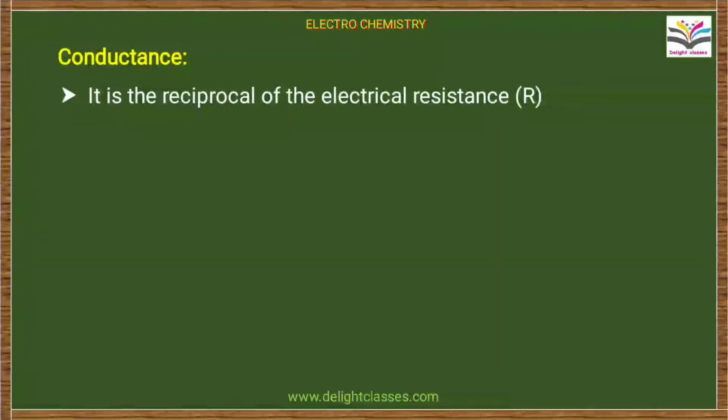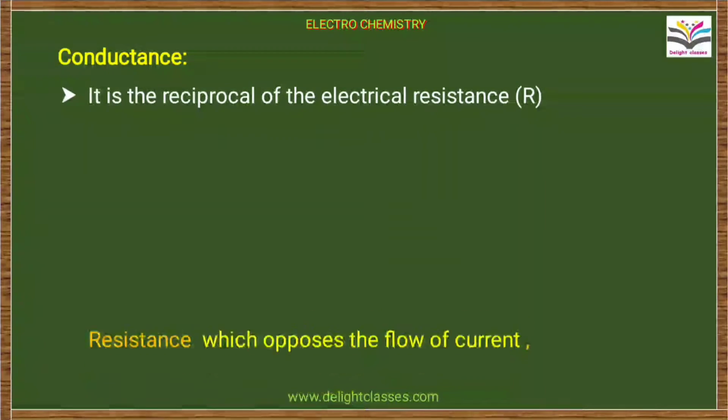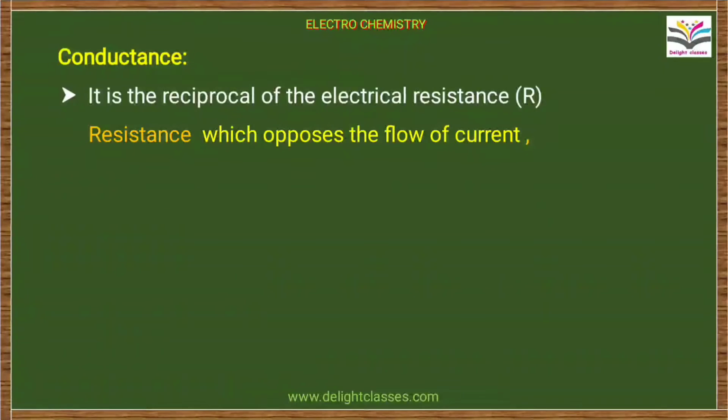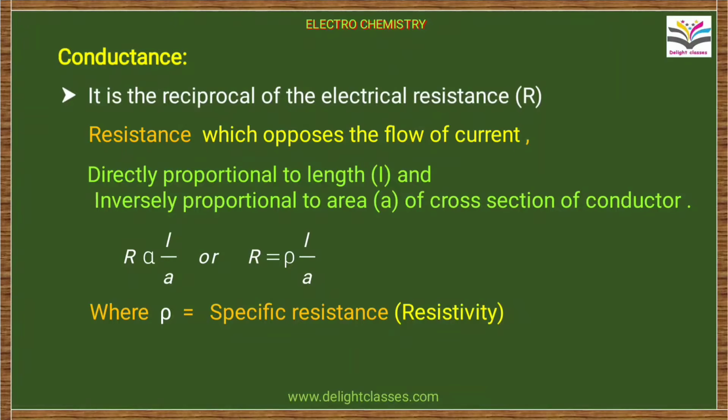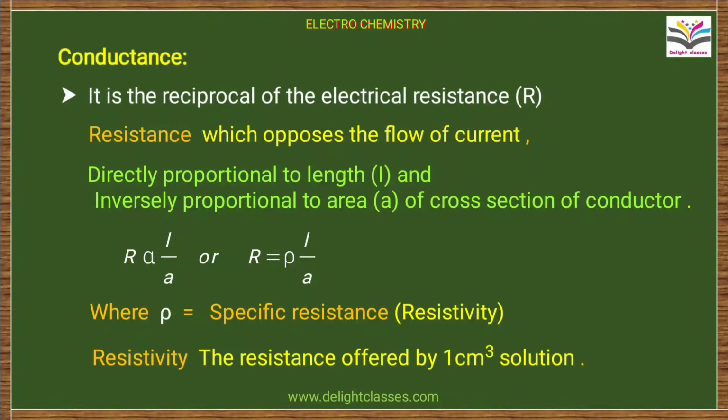Conductance. It is the reciprocal of the electrical resistance, or resistance which opposes the flow of current. Resistance is directly proportional to length and inversely proportional to area of cross section of the conductor, or proportional to L by A. R is equal to rho L by A, where rho is the specific resistance or resistivity. Resistivity is the resistance offered by 1 cubic centimeter of solution.